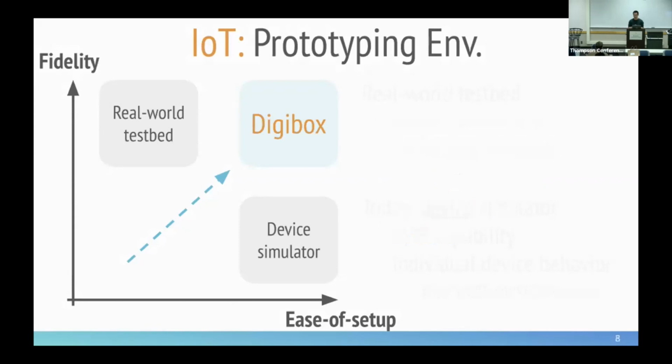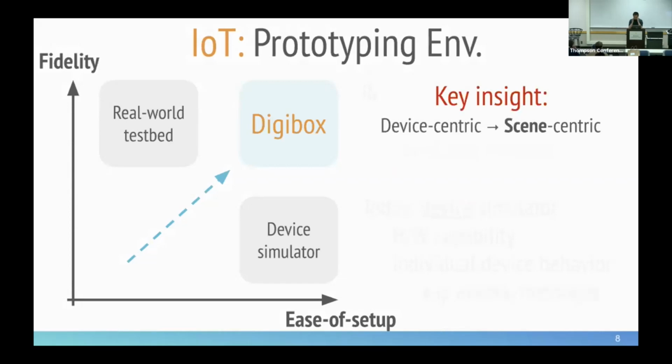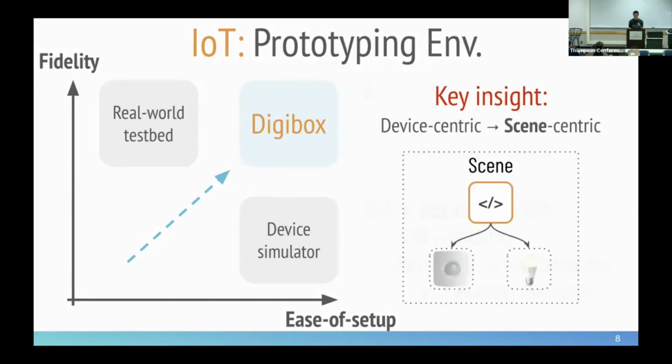Our key insight here is that the IoT prototyping environment should go from device-centric to scene-centric, where developers can simulate not only the individual device behaviors, but also the correlated behaviors in scenes, such as rooms and buildings, etc. So how is this done?